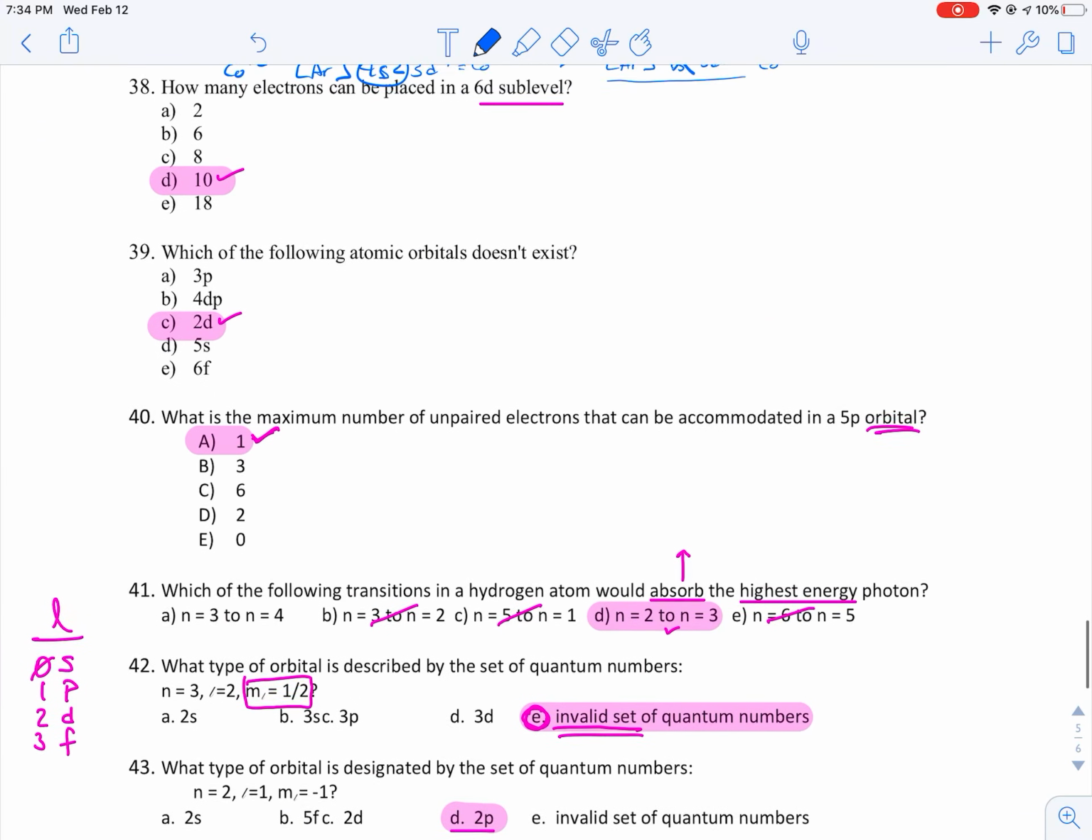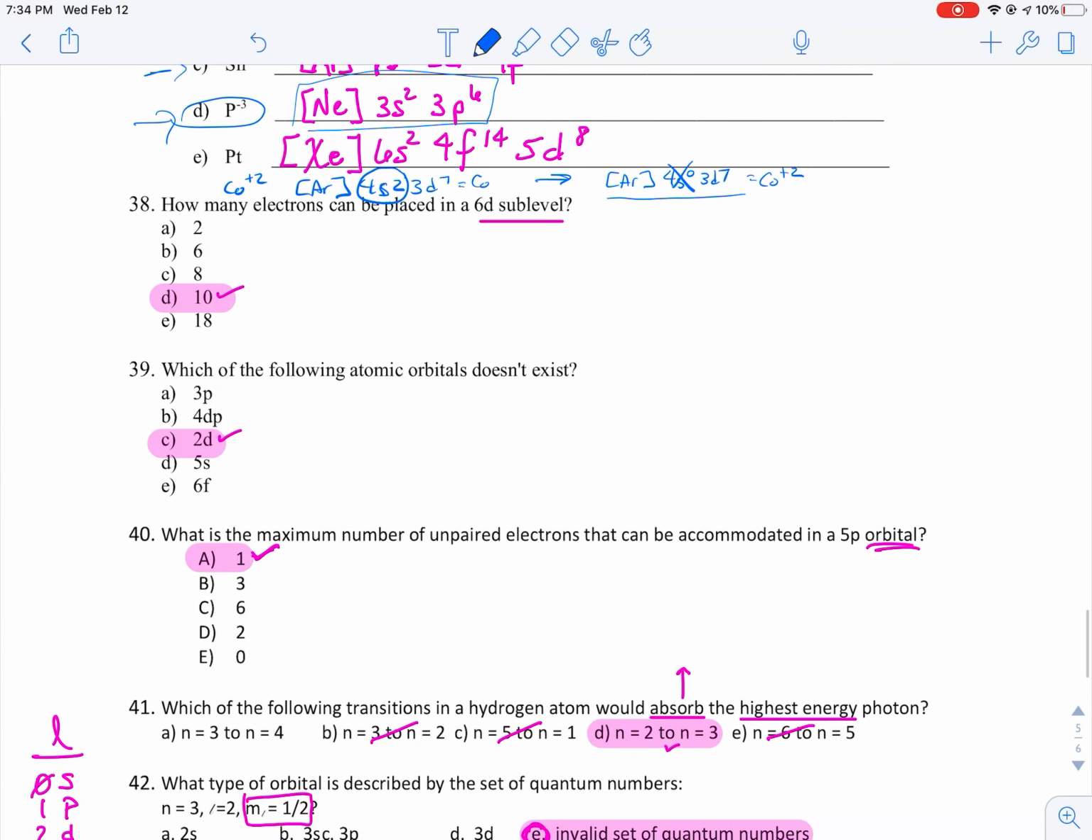Make sure I'm getting to the end here. All right, almost done. How many electrons are in a 3d sublevel? And this is more questions than you would have on a test. So if you can get through these in an hour, that's fantastic. All right, sorry. Okay, so how many electrons are placed in that 3d sublevel?